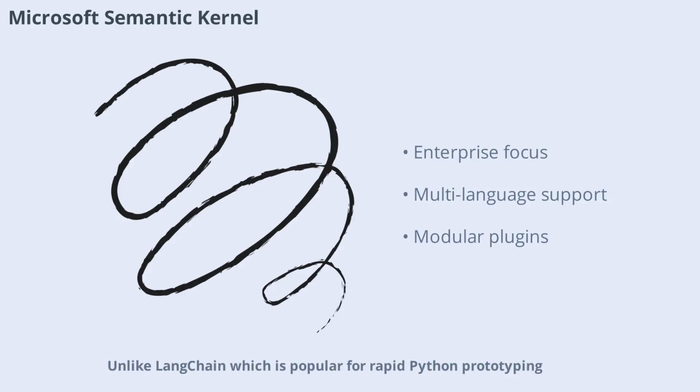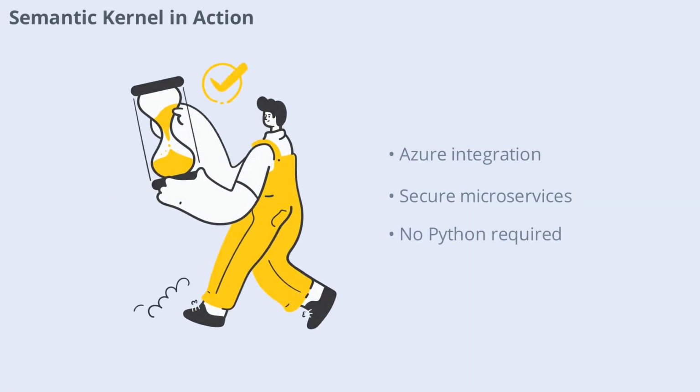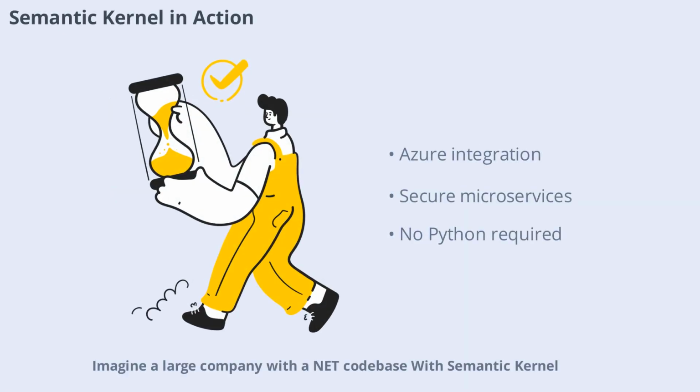Unlike LangChain, which is popular for rapid Python prototyping, Semantic Kernel is built for large-scale production, supporting C#, Python, and Java. It offers features like native dependency injection, strict type systems, and modular plugins, making it ideal for enterprise environments. Imagine a large company with a .NET codebase. With Semantic Kernel, they can inject AI agents directly into their secure Azure C# microservices without needing separate Python environments. This seamless integration streamlines development and ensures enterprise-grade reliability and security.